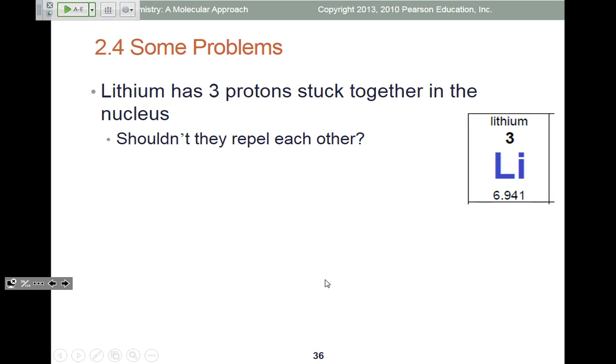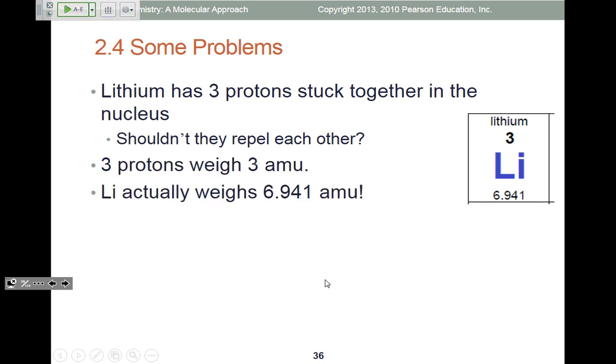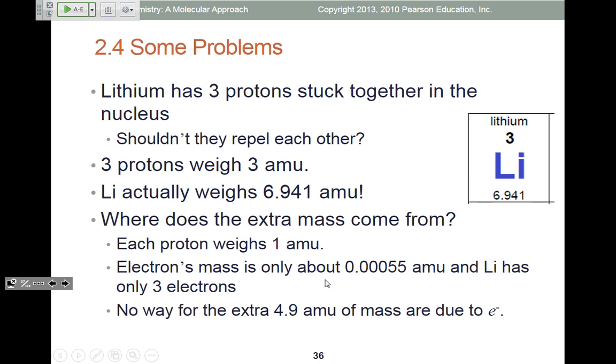So let's say we have lithium. Lithium has 3 protons. Now they're near each other in the nucleus, shouldn't they be repelling each other? Also, we know the mass of lithium to be 6.941, which doesn't make sense because we only have 3 protons. So there must be something else, some other particle present in the nucleus that's able to separate the protons enough where they're not repelling each other and also contribute to the mass. So where does that come from? And that's what we're going to call our neutrons, our neutral particles.